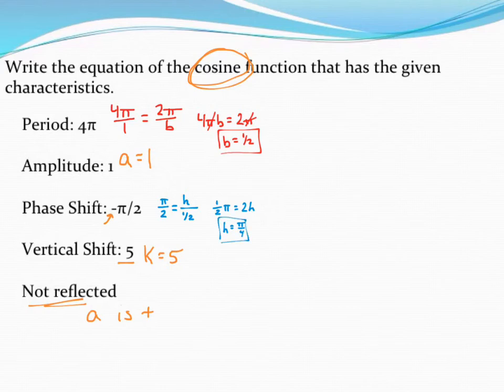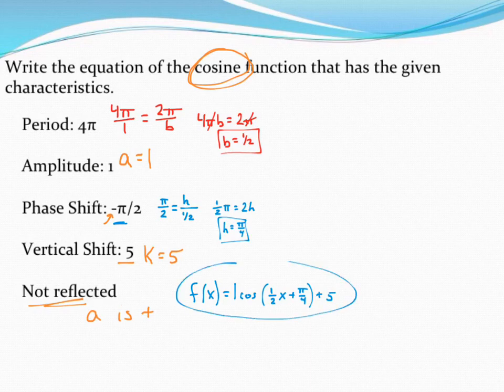Putting these together to write my function then, I'll have f of x equal to +1 from my amplitude times the cosine of my b value, which we said was 1/2 x. I'll need to do plus for my phase shift because I want to end up actually shifting negative, so I need the opposite sign in here. The h value is pi over 4. And then finally, to get that vertical shift we want, I'll have a +5 at the end of my function. So I can check this one the same way we talked about in the last part of the video, but there will be our function that has all those given characteristics.